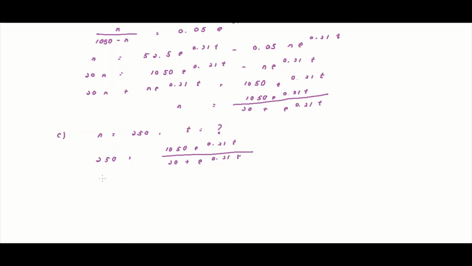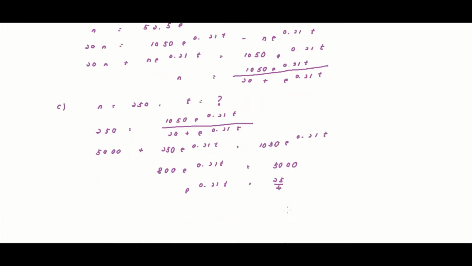Okay, same thing, you multiply back in front. So you have 5,000 plus 250 e to the 0.21T equal to 1050 e to the 0.21T. Okay, so bring this over here, then you have 800 e to the 0.21T equal to 5,000. Okay, so e to the 0.21T equal to 50 over 8, which means 25 over 4.